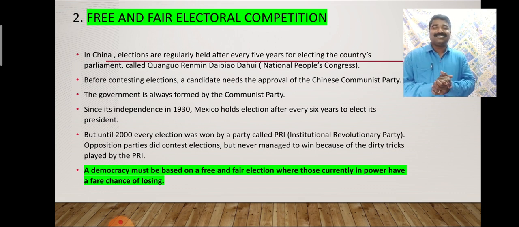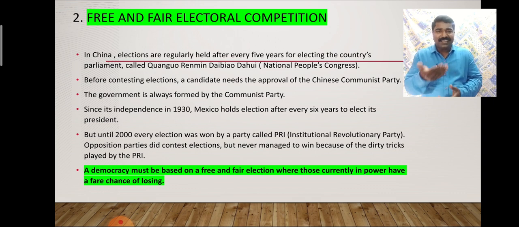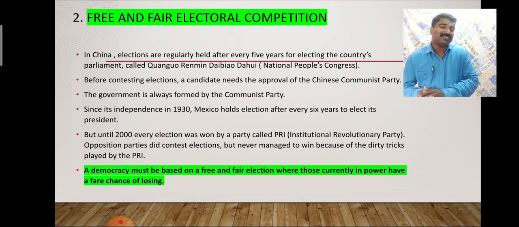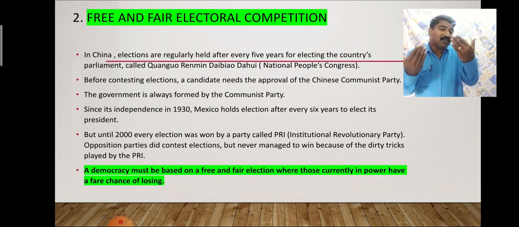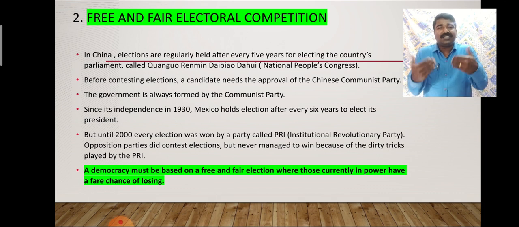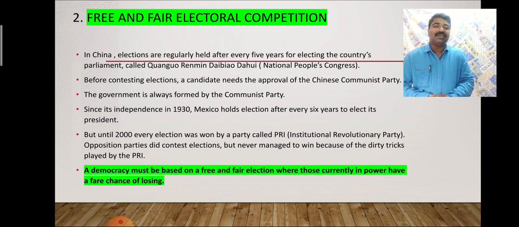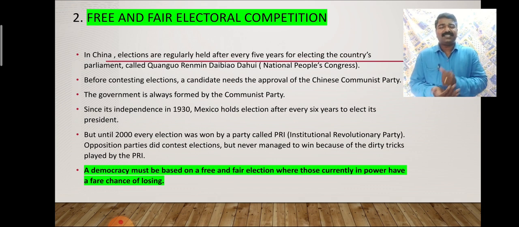In China, the ruling party selects its leaders. People have to vote for them. In the second case, choice is there. But they cannot defeat the ruling party because of the huge sum of money and because of the dirty tricks played by the PRI. We just saw that.